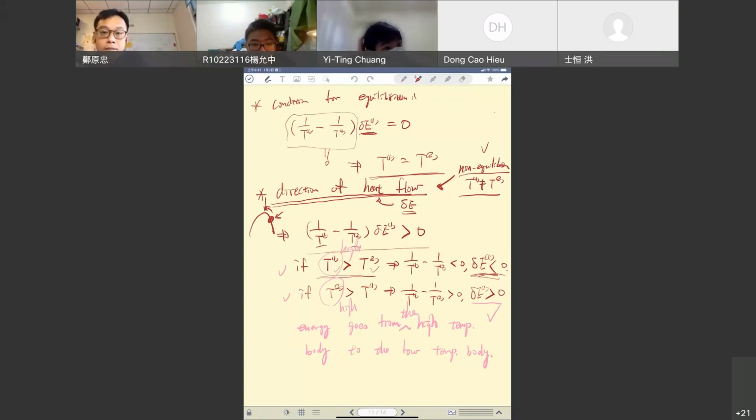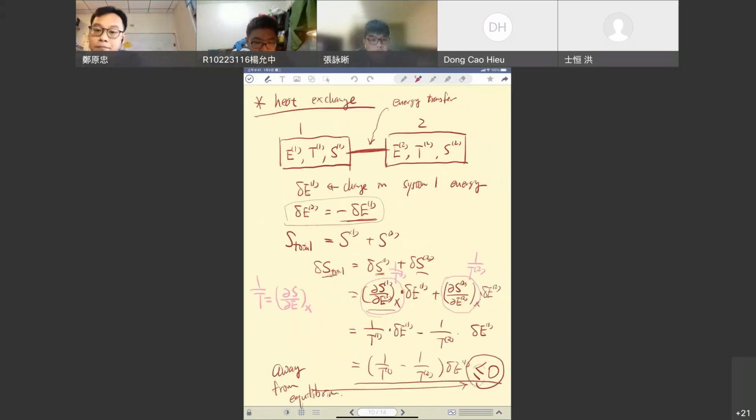I wonder why only consider partial S partial E instead of the total differential of S. Oh, well, this is about this experiment. In this experiment, we only allow energy to change. We do not have pressure, we do not have volume or things like that. Thank you. Anything else?